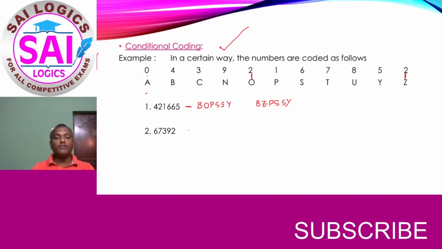Now in the same way we will have a second question. 6 is S, 7 is T, 3 is C, 9 is N. Again 2 means O or Z. Again we have got two answers and depending upon the option we have to choose the right answer. So this is how we do coding with the help of numbers and alphabets. For explanation purposes I have taken only basic and very easy questions.